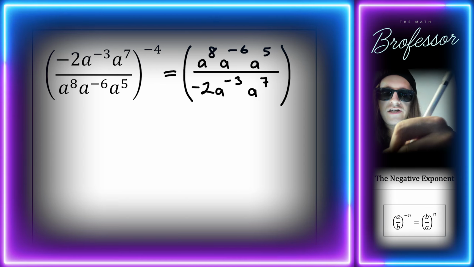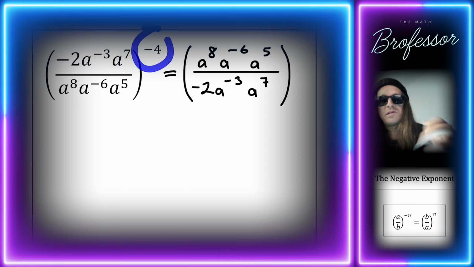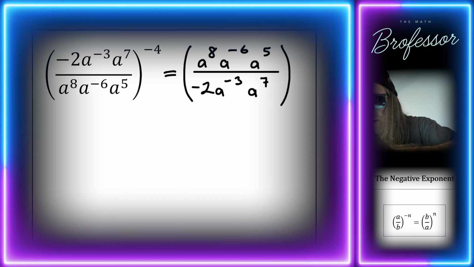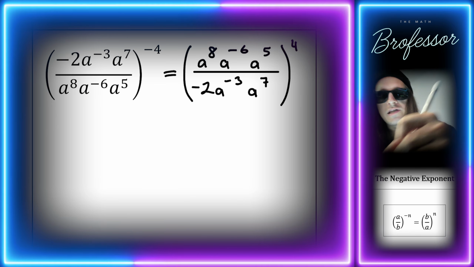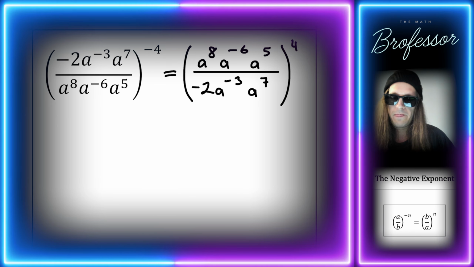All this changes is the negative 4 on the outside. It will now be a positive 4. That's all that does. Don't change any negatives on the inside. We reciprocated not because of this negative 3, not because of this negative 6. We reciprocated because of the negative 4. So nothing on the inside changes. All right.